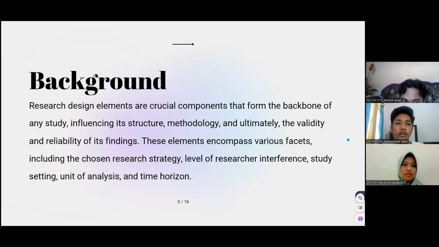And for the background, research design elements are crucial components that form the backbone of any study, influencing its structure, methodology, and ultimately the validity and reliability of the findings. These elements encompass various facets, including the chosen research strategy, level of research interference, study setting, unit of analysis, and time horizon.